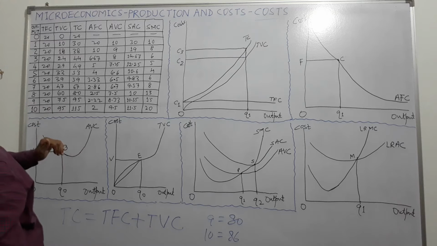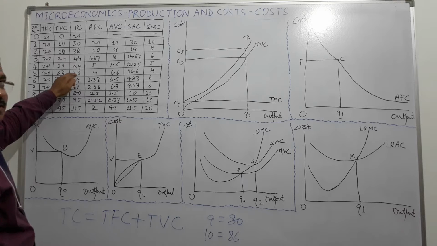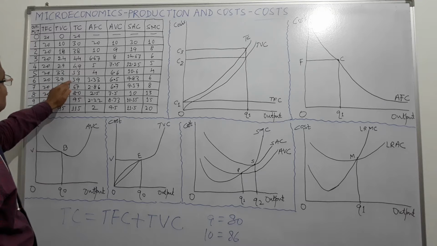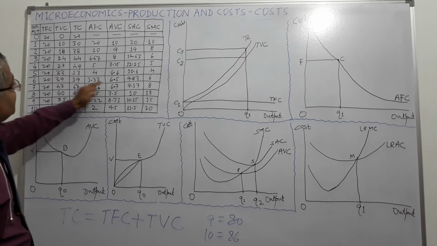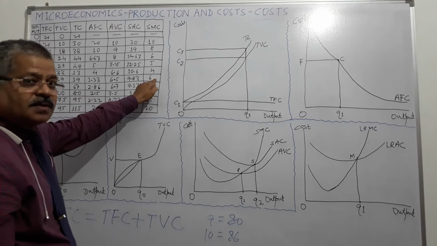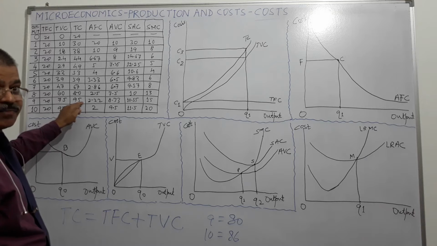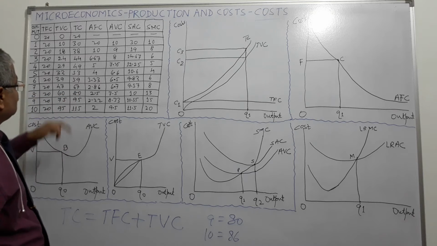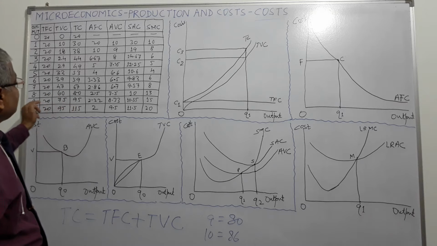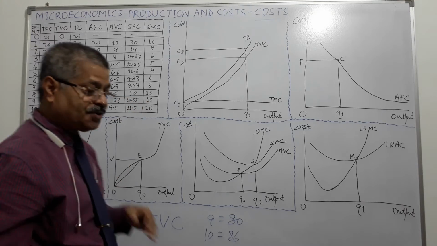You can see it here. 5th item, total cost is 53, right? 6th item, total cost is 59. So for the 6th item, marginal cost is 59 minus 53, which is equal to 6, right? 9th item, total cost is 95, and for the 8th item it is 80. So 95 minus 80 for the 9th unit, the short run marginal cost is 15, right?